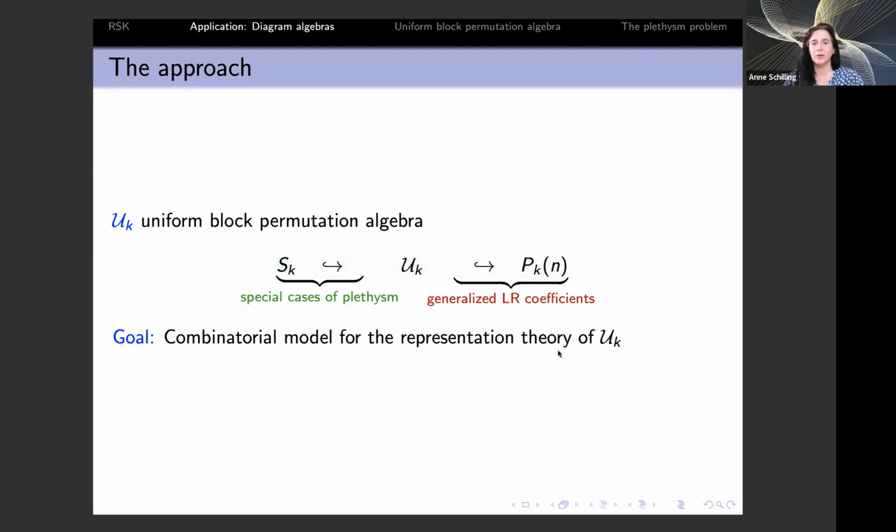Okay, so what we want to do next is understand the representation theory for this uniform block permutation algebra. In particular, we want to find some combinatorial model for the representation theory. And it turns out that you can do that by looking at representation theory of certain semigroups, and a lot of the representation theory is already known, but you can apply it to this setting. So that's what I want to do next.